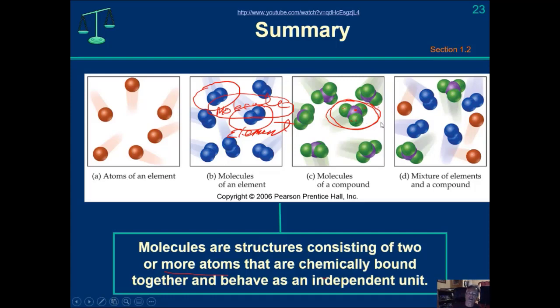Molecule means that this is a smallest discrete unit. So this is a molecule. That is, this unit is a molecule because there's more than one atom chemically bound together in a discrete unit. And since the atoms are different, we call it a molecule of a compound.